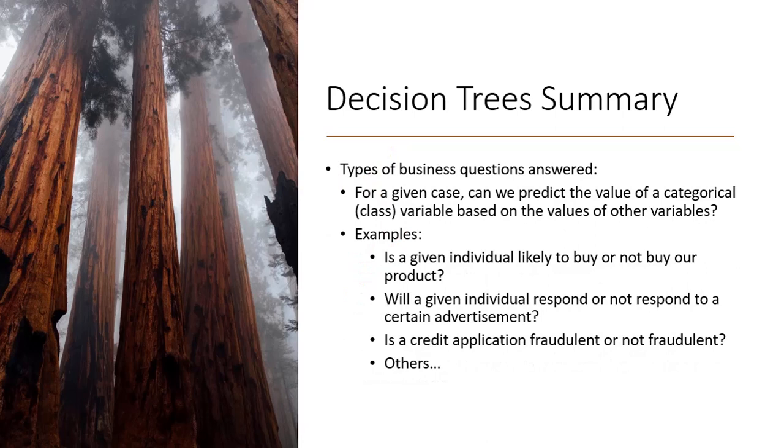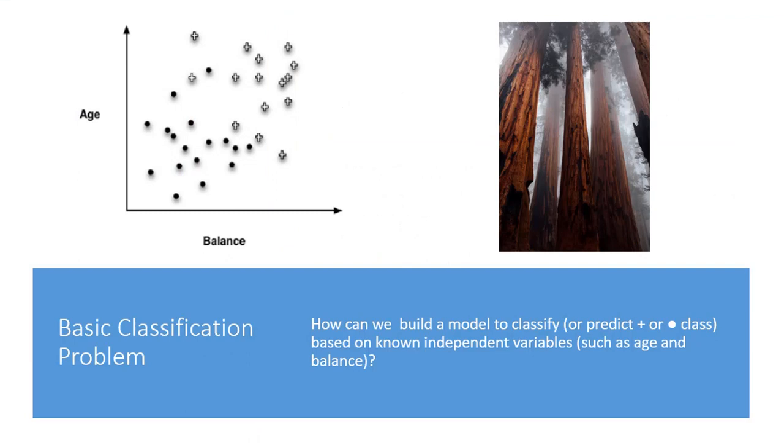So what are the types of business questions that can be answered? For a given case, can we predict the value of a class variable based on the value of other variables? For example, is an individual likely to buy or not buy our product? Will a given individual respond or not respond to an advertisement? Is a credit application fraudulent or not fraudulent? And the list is long, and people use decision trees in these types of business questions all the time. Decision trees are used to work with basic classification problems.